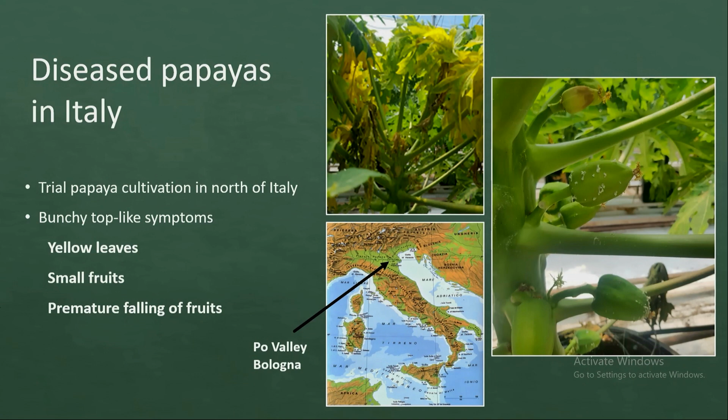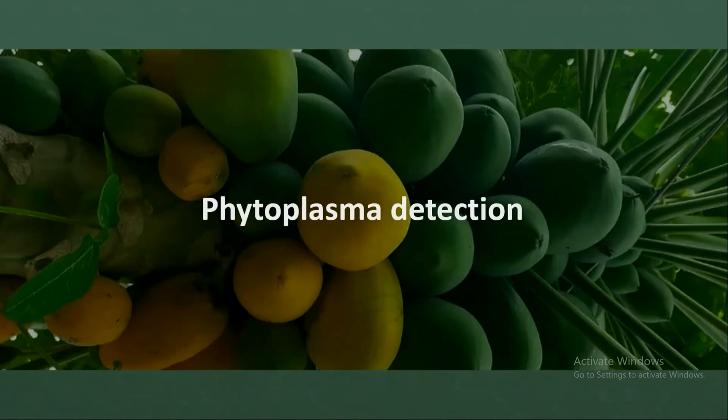So focusing on our case study, in the summer of 2022, a disease referable to papaya bunchy top was observed in a trial plantation located in the north of Italy near Bologna, as you can see in this map. This cultivation was an agronomic trial to evaluate papaya cultivation under greenhouse conditions in Italy, so the feasibility of cultivating papaya in Italy. After a few months from the start of the plantation, some plants started to show yellowing symptoms on leaves, production of small fruits that also had premature falling. So we decided to perform phytoplasma detection using both molecular and biological methods.